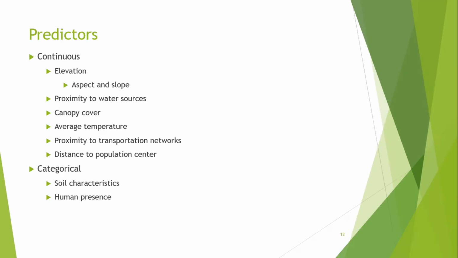Canopy cover, as I mentioned at the beginning of the presentation, the teasel loves the sunlight. So percentage of canopy coverage will be an important factor. Average temperature during the growing season, proximity to transportation networks, and distance to population centers.